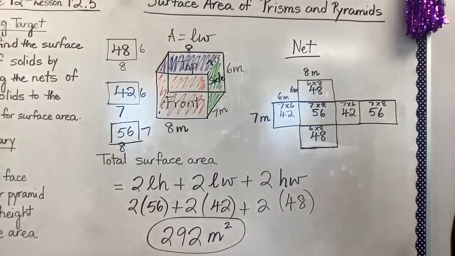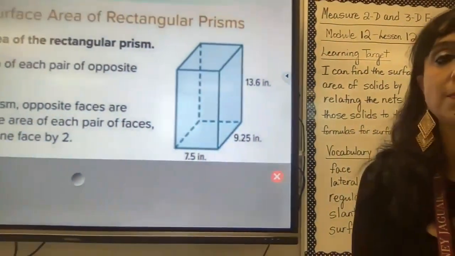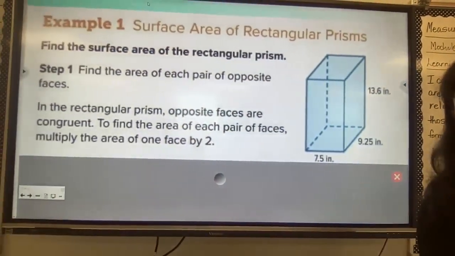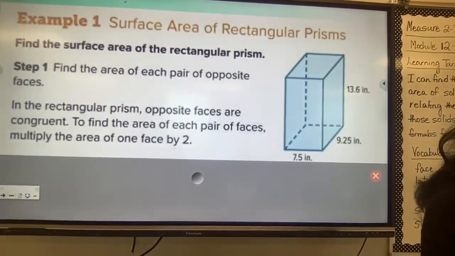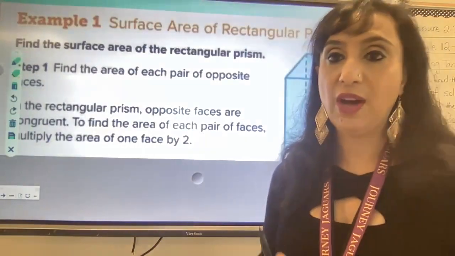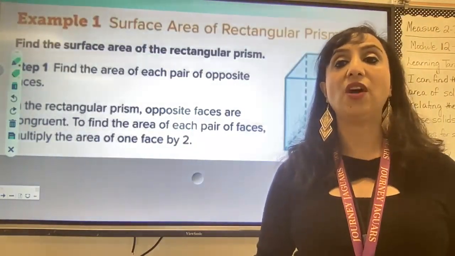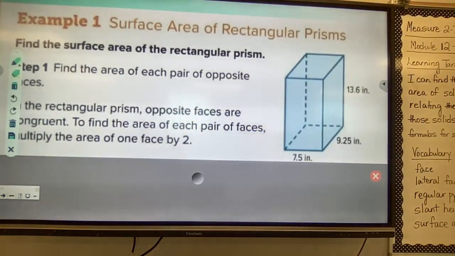Okay, now let's try one over here. And so here is my question. We are looking at this, and to calculate the surface area of the rectangular prism, I'm going to do my three combinations. So you've got to have the area of the two sides, the area of the top and bottom, and the area of the front and back.